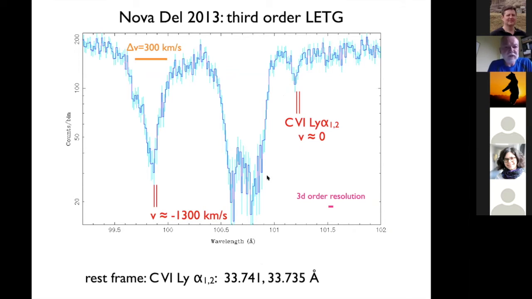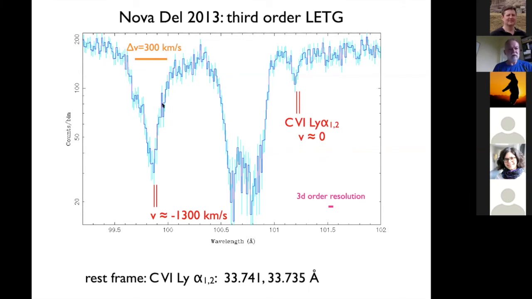So this is a piece of the spectrum around the carbon-6 Lyman alpha transitions. Those are at 33.741 and 33.735 angstroms. So multiply by 3. That's why this is between 99.5 and 102 angstroms. And over here is, in fact, the rest wavelength of the carbon-6 Lyman alpha transitions. And there's a little bit of a dip at V = 0. So that might actually be the absorption in the star itself that has maybe a very small radial velocity. That might be the absorption in the stellar photosphere.